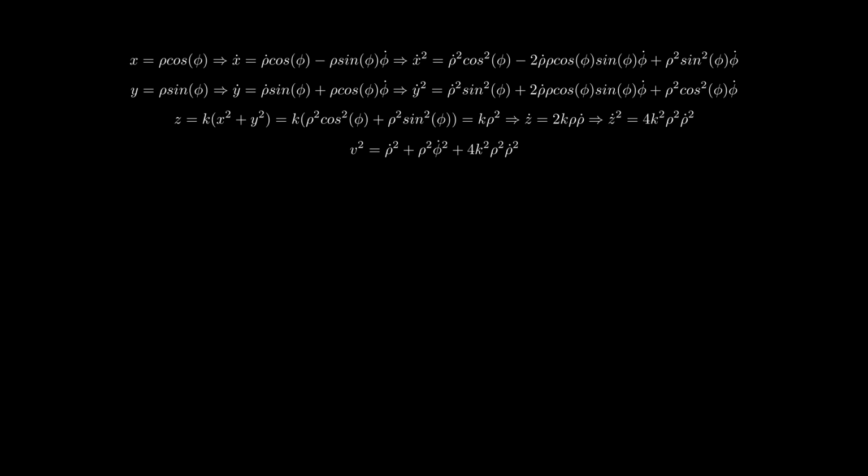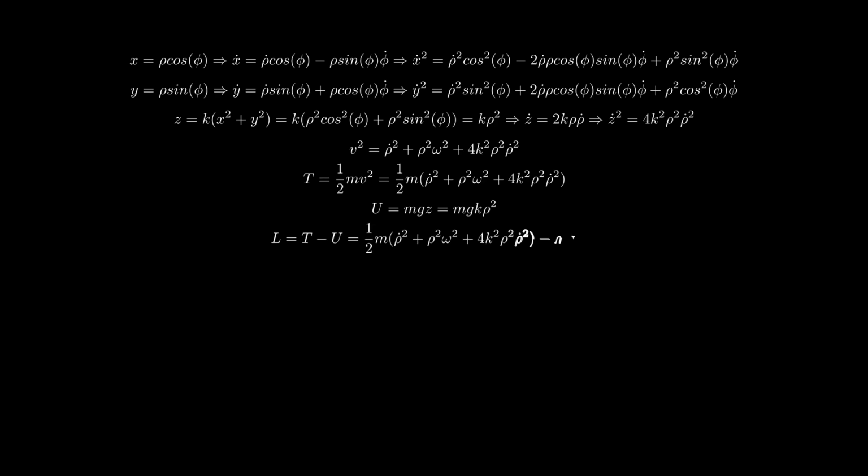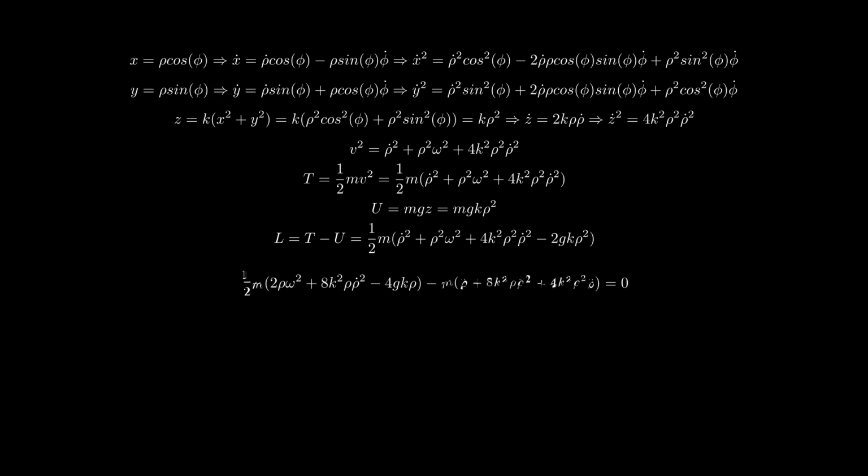Now that we have velocity and z, we can figure out our T and our U values pretty easily. Our kinetic energy is just going to be 1/2 mv squared, and our potential energy is just our gravitational potential energy expression, mg times the height. As with all previous examples, we can find L by subtracting T and U, and then from here it's pretty straightforward. It's just a matter of doing derivatives and algebra. And that's our equation of motion.